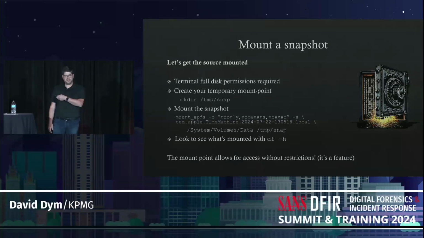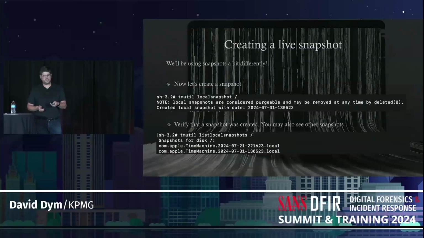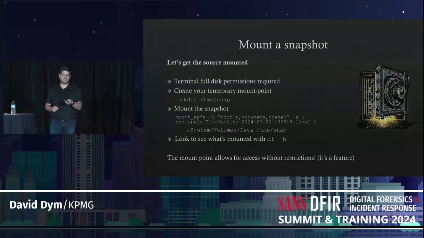You'll run mount APFS. What's really important here is that you pass in the read-only option, no owners and no exec, because you really don't want to be running binaries from your mounted snapshot unless you're an adversary. Then you're going to pass in this -s. So let me go back real quick. You see here where we listed out the snapshots. Copy that to your clipboard or whatever, write it down. That's what you're going to feed into this -s, which is snapshot.